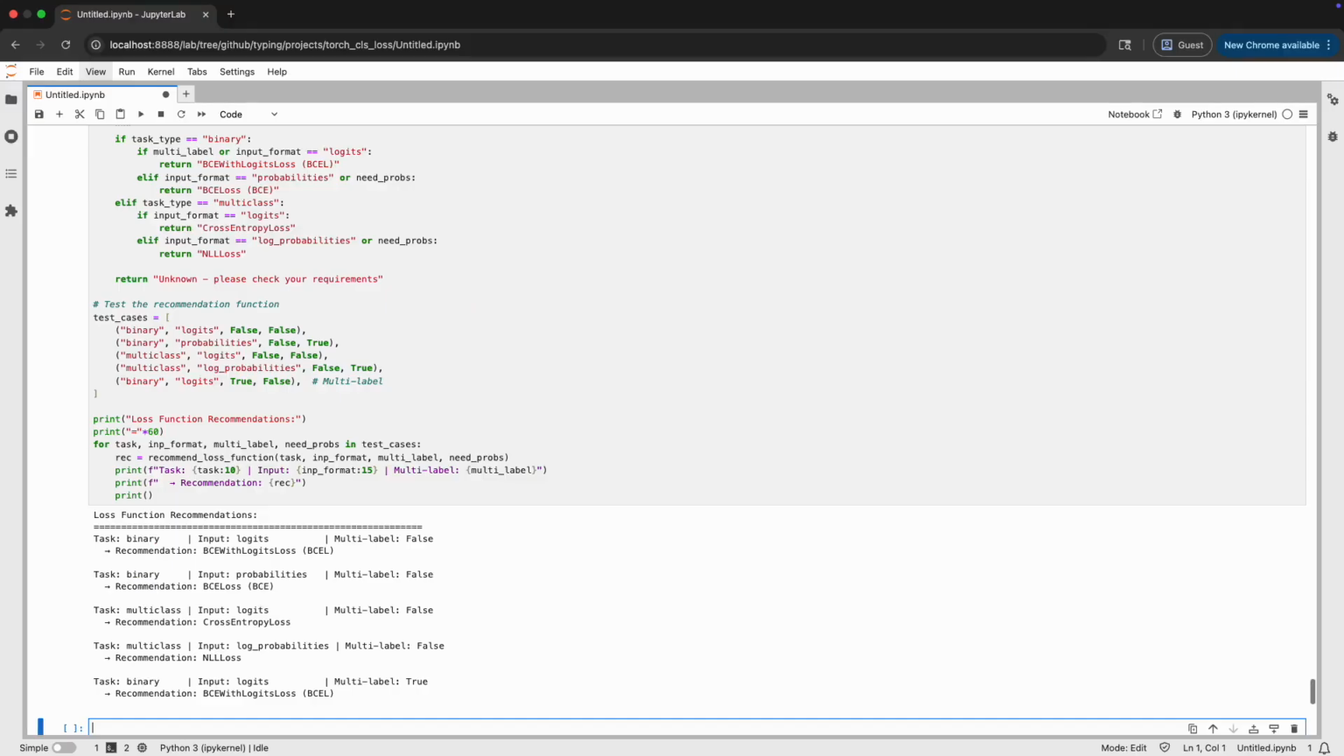Perfect. Our recommendation function correctly identifies the best loss function for each scenario. For binary classification with logits, it recommends BCEWithLogits. For binary with probabilities, it suggests BCE. For multi-class with logits, CrossEntropy is recommended. For multi-class with log probabilities, NLL is the choice. And for multi-label binary classification, BCEWithLogits is again recommended. This completes our comprehensive tutorial on PyTorch loss functions.